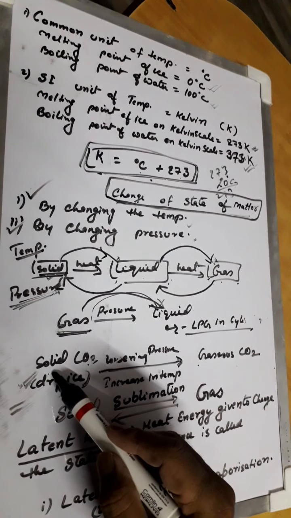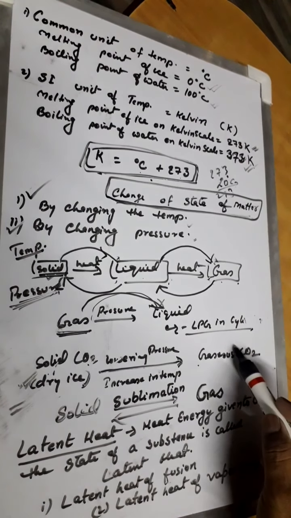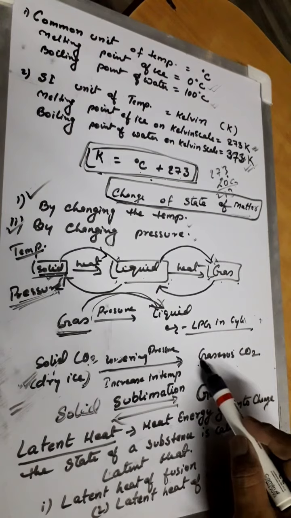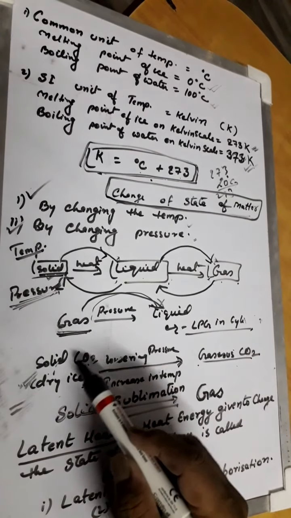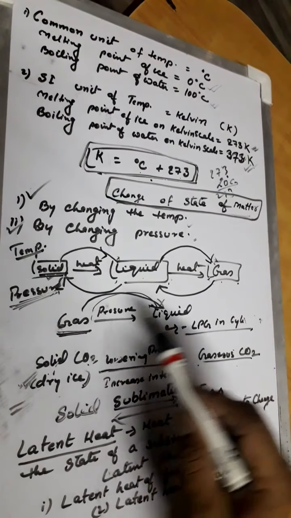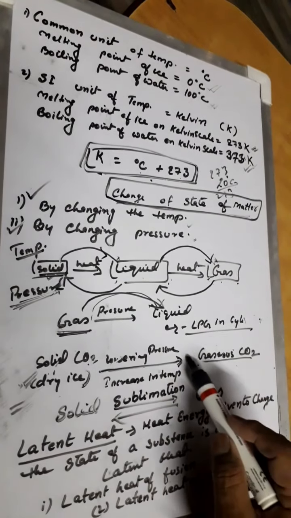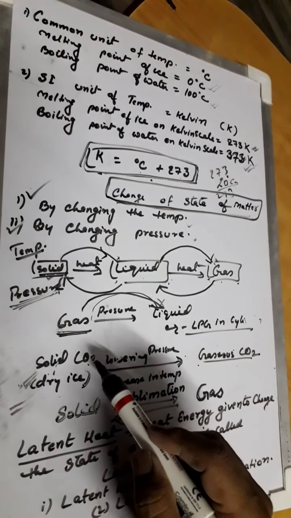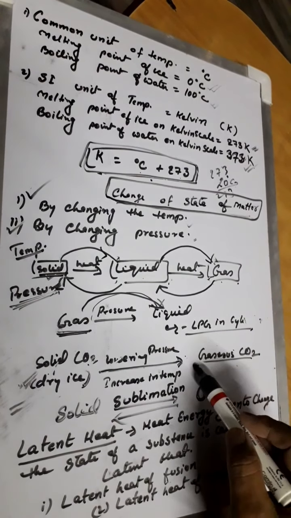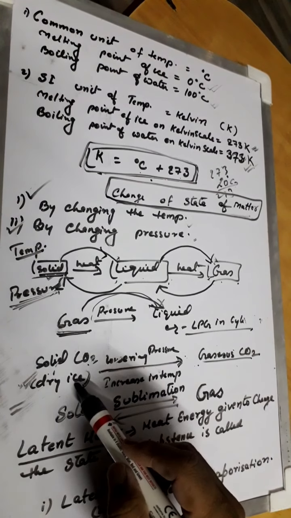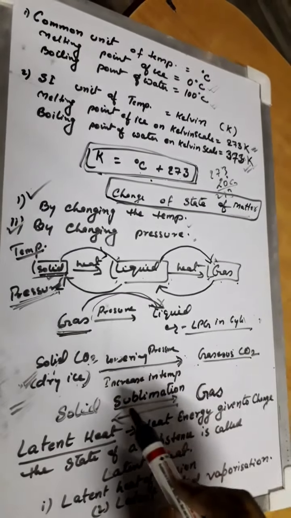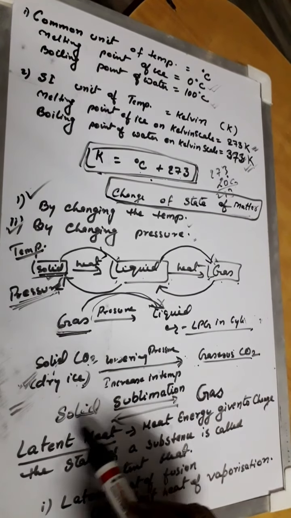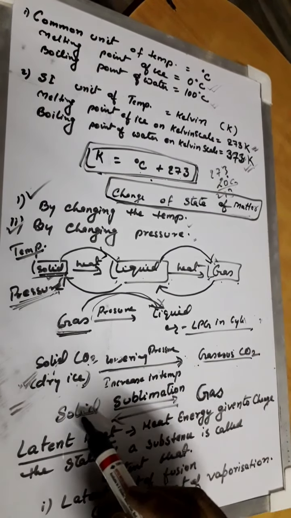Then solid carbon dioxide directly converts into gaseous form, and this process of conversion of solid into gas without changing into liquid is called sublimation. The reverse process is also called sublimation. If gas directly converts into solid without changing into liquid, that is also called sublimation. Solid to gas and gas to solid.